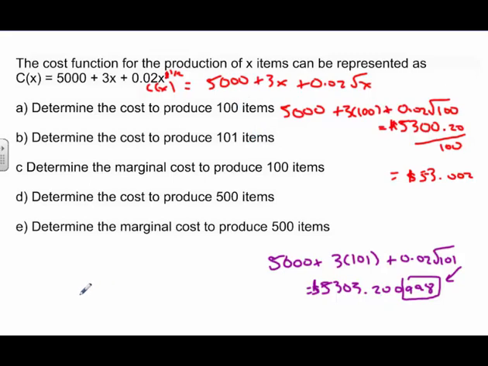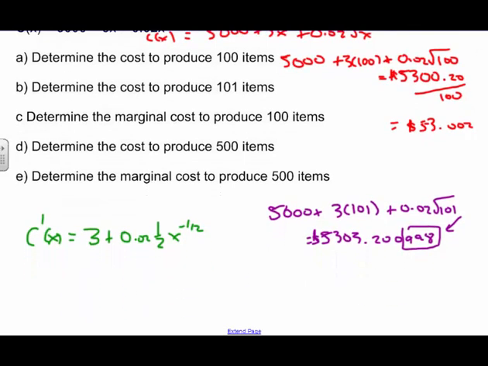But another way of doing it is to find the derivative. If the original function is 5,000 plus 3x plus 0.02x to the 1/2, to find the derivative, it would look like this. Derive 5,000, it derives to 0. Derive 3x, it derives to 3. And then when you want to derive this guy right here, you have your 0.02, pull down the 1/2, and make x go to the minus 1/2. This would be your equation.